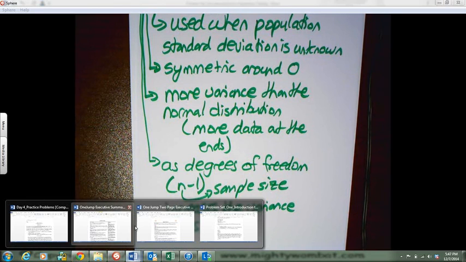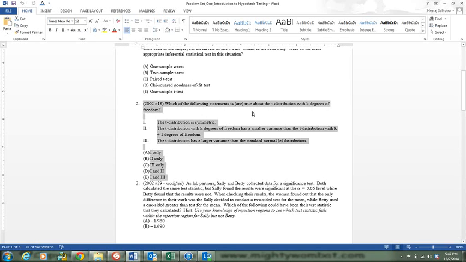So the first choice says the t-distribution is symmetric. That is definitely true. The t-distribution with k degrees of freedom, k could be any number, 10, 20, 30, has a smaller variance than the t-distribution with k plus 1, so 31, 32, 51, 61 degrees of freedom. That's wrong. As degrees of freedom gets more, variance goes down. So the t-distribution with k degrees of freedom has a larger variance than the distribution with k plus 1 degrees of freedom. So number 2 is wrong.